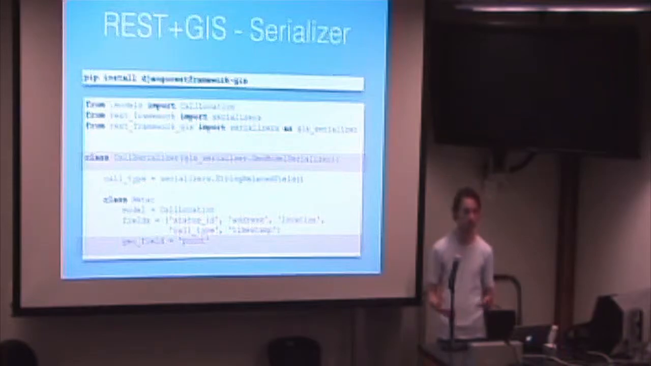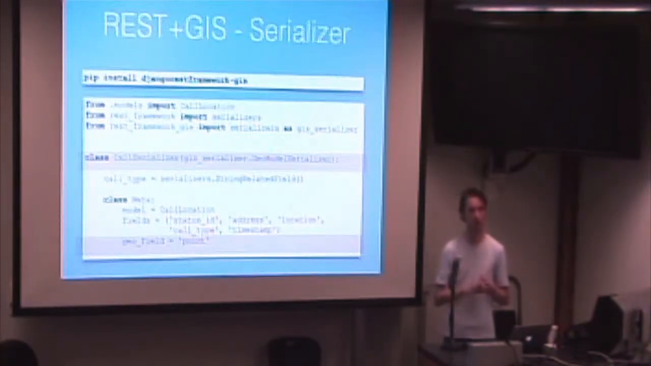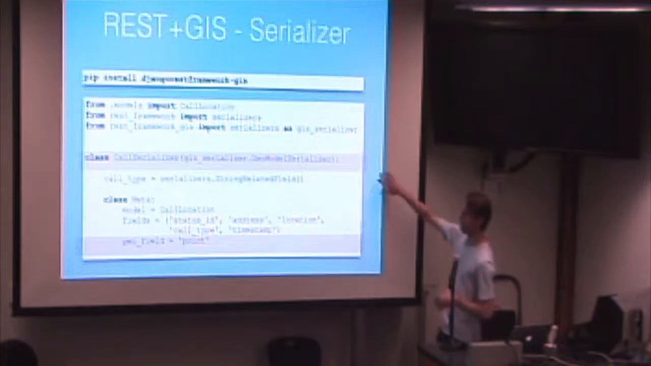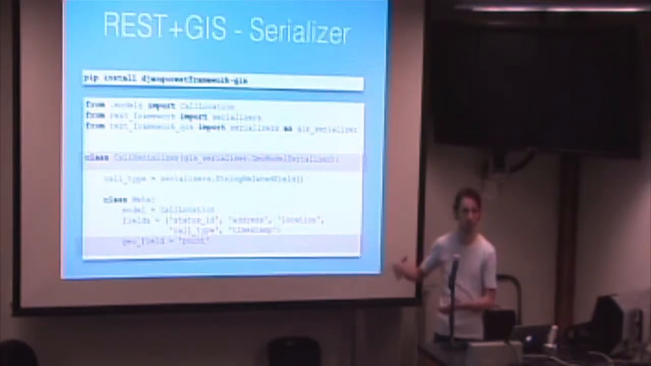It's done by this Django REST framework package, which is an amazing package, but it comes with an add-on which supports the GIS data. And in this case, again, you override the normal serializer and you define what type of geodata it is. In this case, it's a point. It's a single point of location.